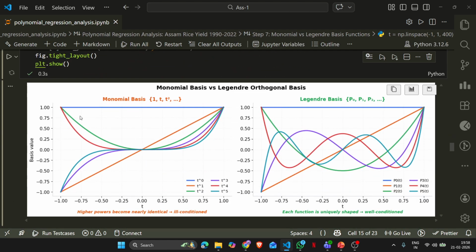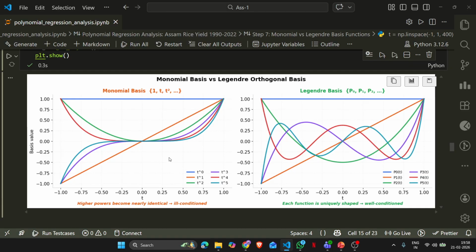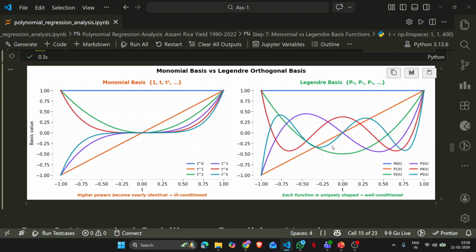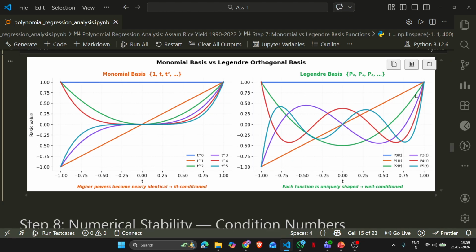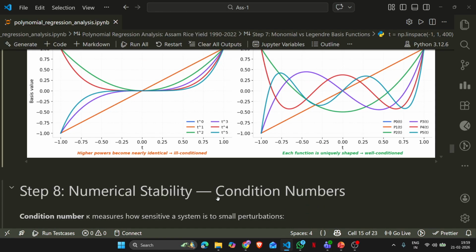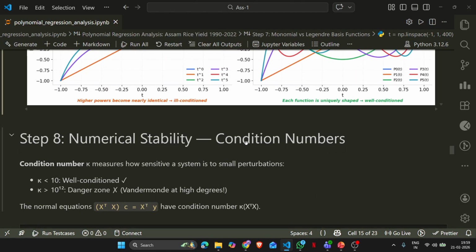So this is the monomial basis, that is the normal polynomial functions from 1 to t to the power k, and these are the Legendre's basis. And we can see that as the degree increases, for the monomial basis, all tend to converge closer to each other. But in the case of Legendre's polynomials, they do not match, and all the polynomials are uniquely shaped.